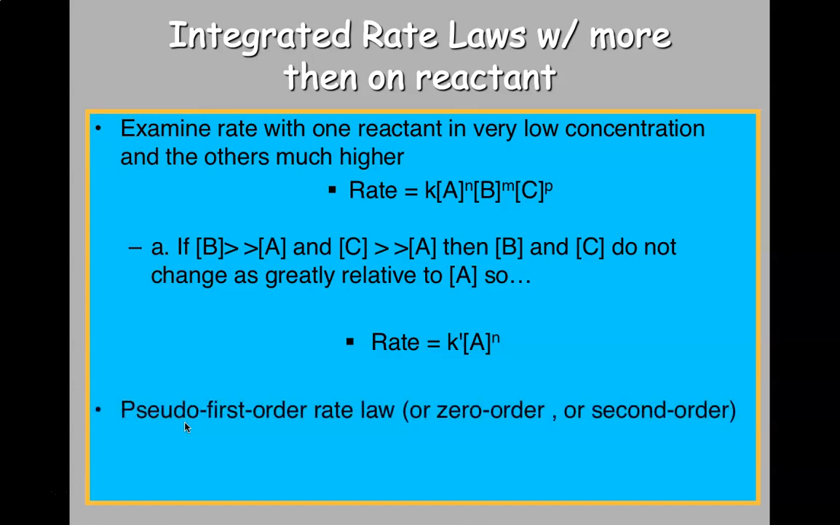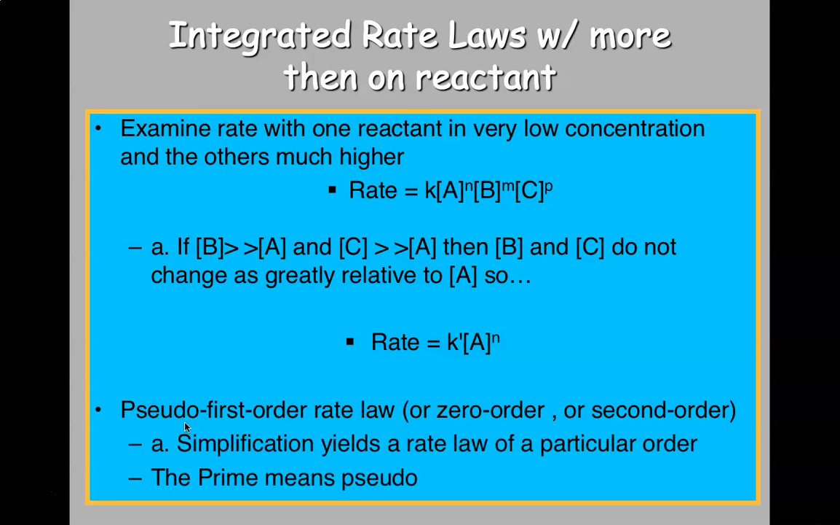We call this a pseudo first order rate law, or a pseudo zero order, or a pseudo second order reaction or rate law. The simplification just yields a rate law of a particular order. So whatever A actually is, 0, 1, or 2. And again, the prime means pseudo, so it's some other condition. It's not exactly the same as the initial rate law on the top of the page, but it's something different.